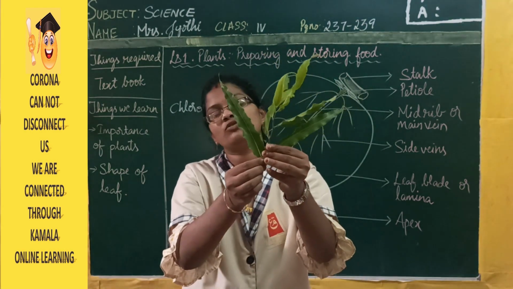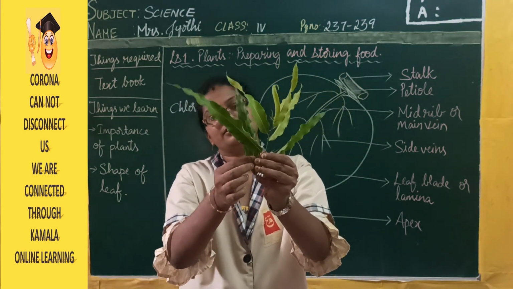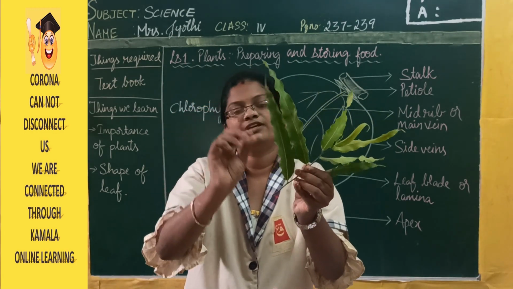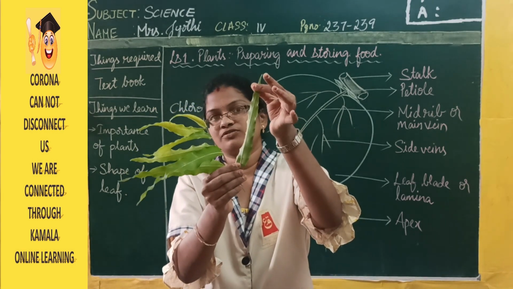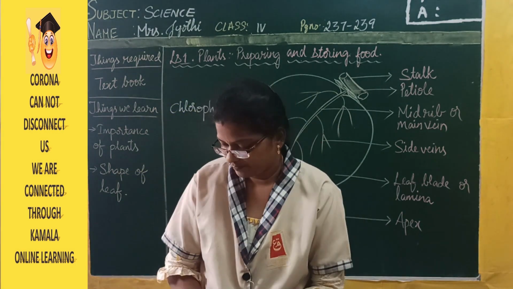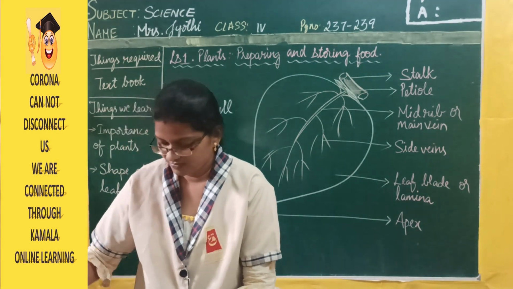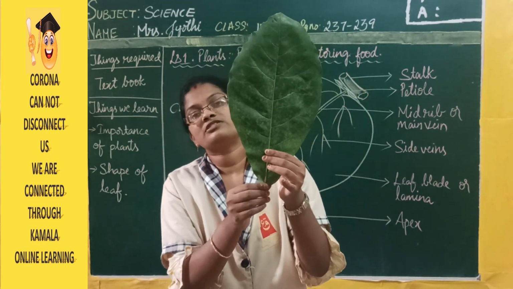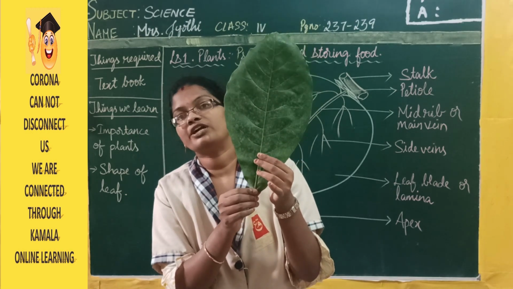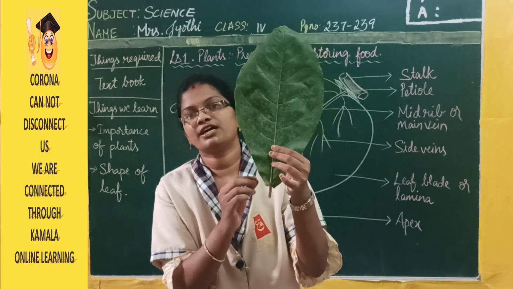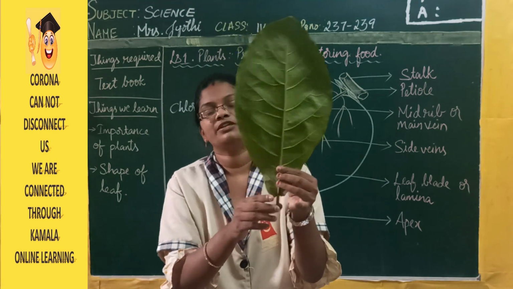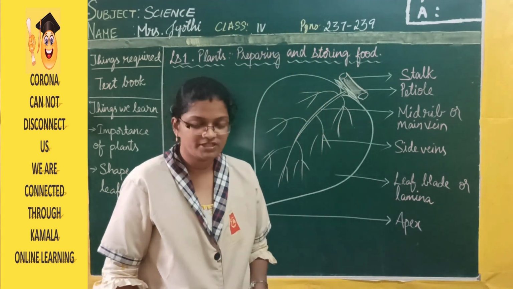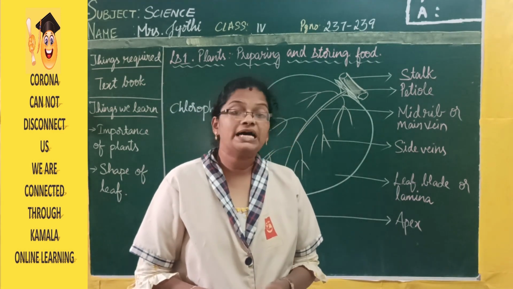Here, see these leaves, how long they are. Isn't it? Long and a little bit broad also. This is the front side of the leaf and this is the back side of the leaf. Okay. And see this leaf. Very big, isn't it? The leaf is very long and broad. So this will be the front side of the leaf and this will be the back side of the leaf. Now let's move on to the next part, that is parts of a leaf.